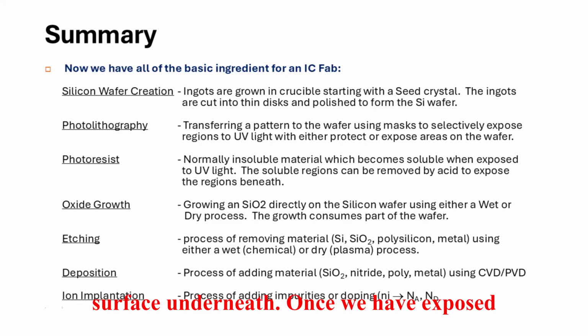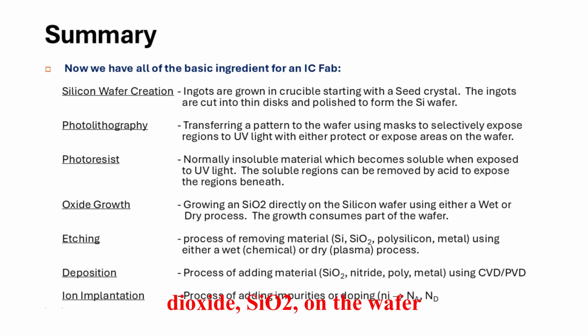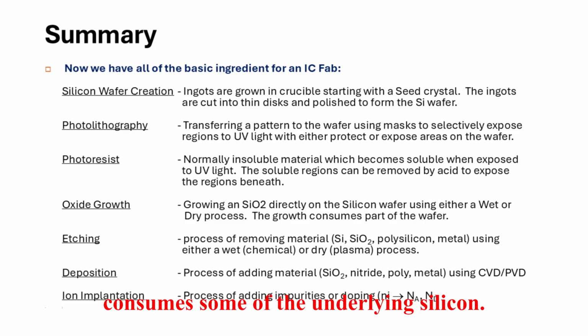wafer surface underneath. Once we have exposed the desired regions, we can grow silicon dioxide, SiO2, on the wafer surface. This oxide growth can be done either through a wet oxidation process, which uses steam, or a dry oxidation process, which uses pure oxygen gas. It's important to note that this growth consumes some of the underlying silicon.